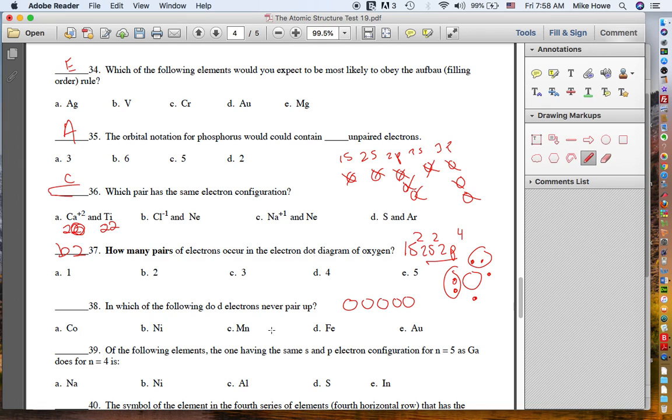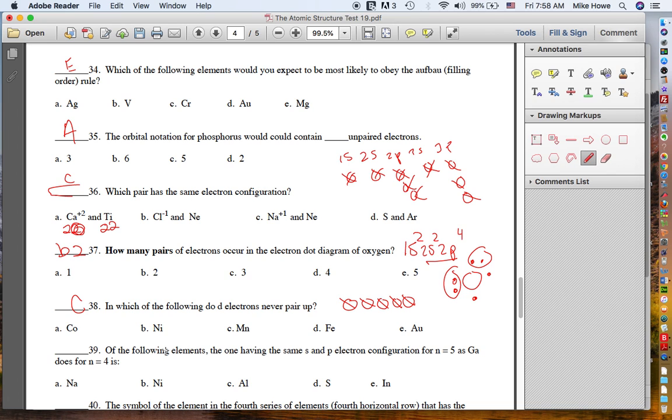All right, are you there? So manganese is d5. By the way, if you need a periodic table, there's one on the front page of the website you can pull up. All right, so since it's got 5, it's in the d5 position, they have to go in like that. So there's not a pair of electrons in manganese. Cobalt and nickel and iron and gold are all beyond the d5. They're in the second half of the d sublevel, so they're going to have pairs of electrons.